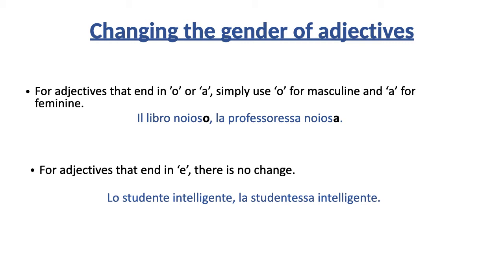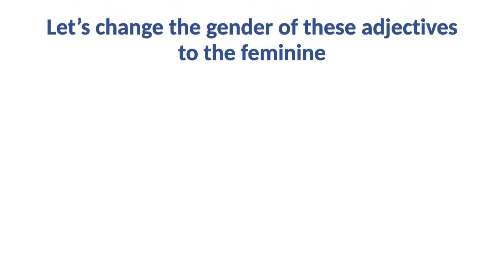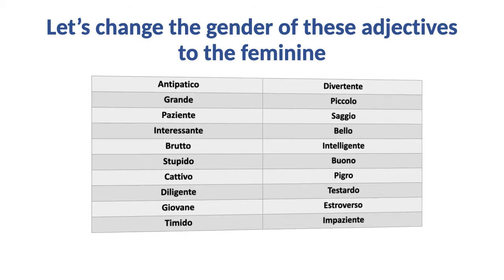Okay, so two main types of adjectives, the ones that have a masculine form in O and a feminine form in A, and the ones that only have one form ending in E. Okay, so let's look at a few adjectives and think how we would change them to the feminine, right? I'm going to give you masculine forms and we change them to the feminine.